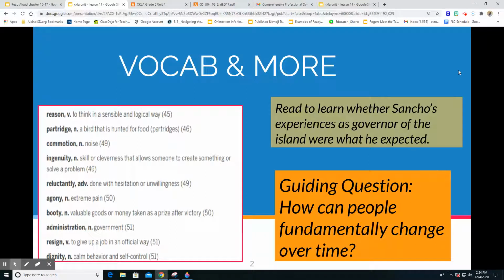And also, you guys, throughout this lesson, our guiding question, the question that we're going to keep on our mind, is how can people fundamentally change over time? So how do they change as far as their mind and being over time?